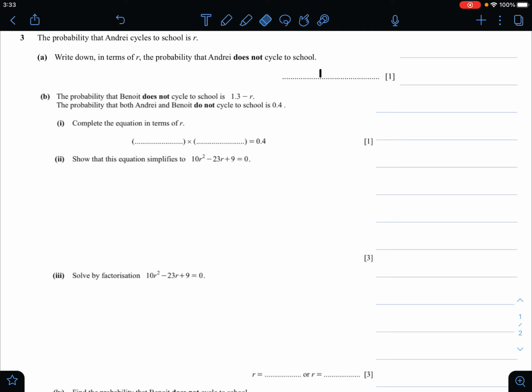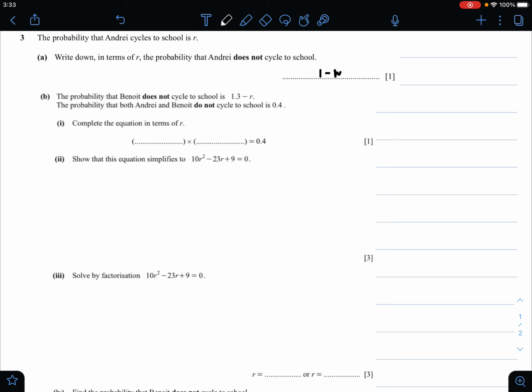For example, if the probability was 0.3, you would do the same thing to find the probability that she does not cycle: 1 minus 0.3. So in this case, since it's r, it would be 1 minus r. Now let's move to part B1.